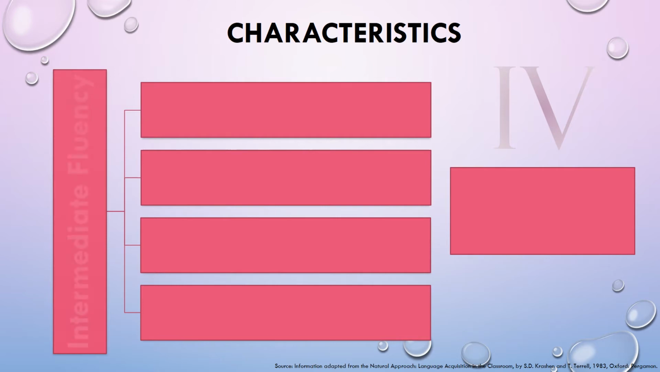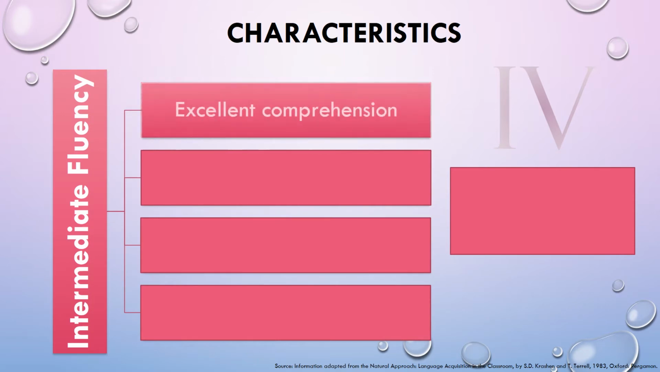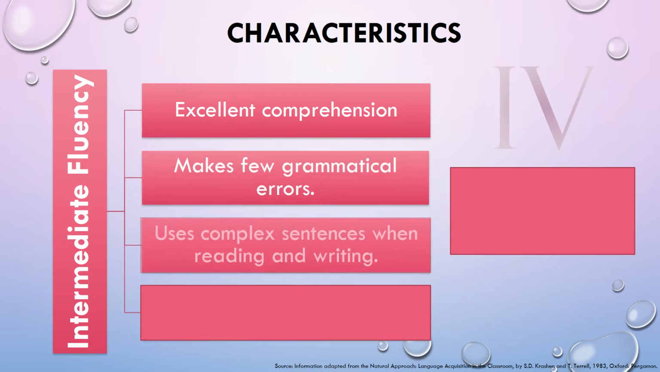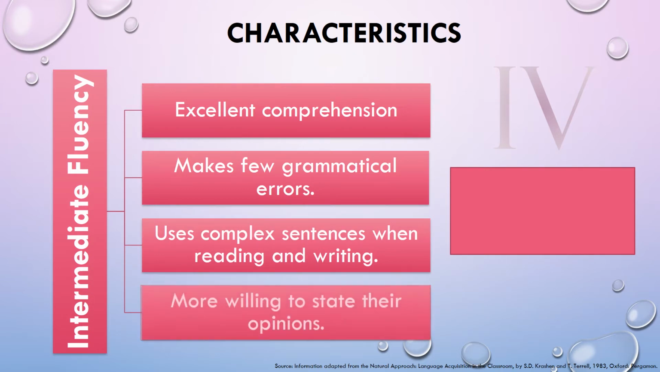Stage 4, intermediate fluency. The student has excellent comprehension, makes few grammatical errors, uses sentences of increasing length and complexity, and is able to provide their opinions during one-on-one discussions and more willing to voice their opinions in whole group discussions. By this time, English learners have accumulated approximately 6,000 vocabulary words and are able to work in grade level math and science classes with some teacher support.